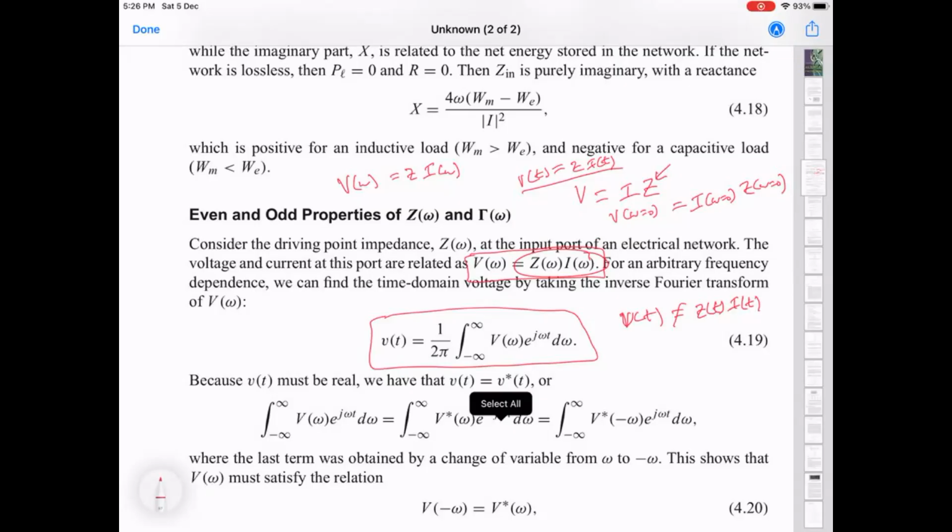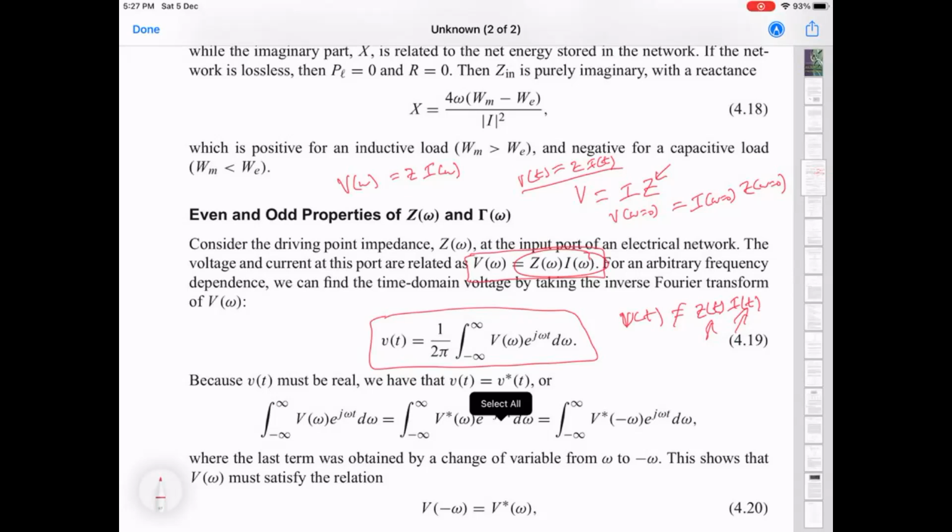Because now we are talking about a generic function of time which can have many frequency components. And hence one has to combine all the different things which might be going on in either your current or your impedance, which is now a function of frequency. It's not constant.